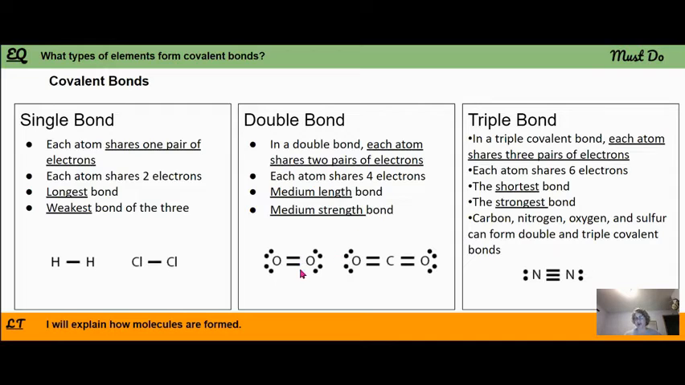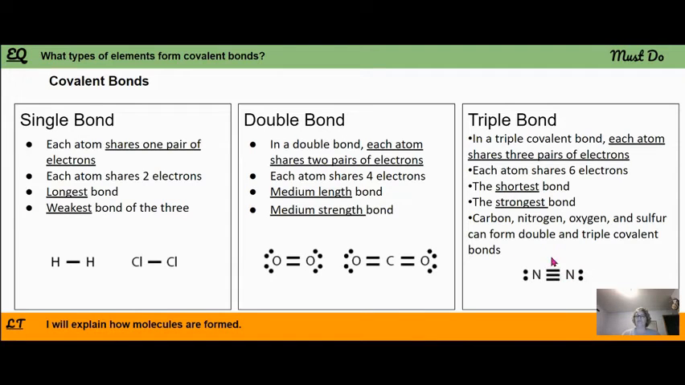And remember, they share four electrons. The last one is the triple bond. The triple bond is a bond where each atom shares three pairs of electrons. That's six electrons. They share six electrons.